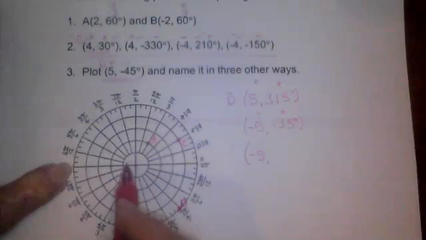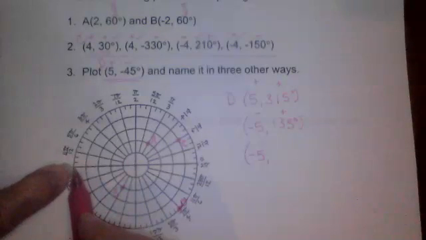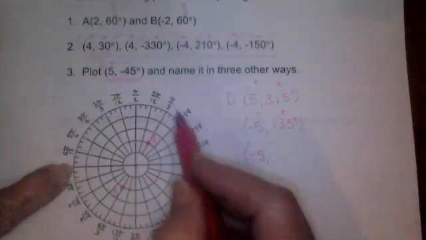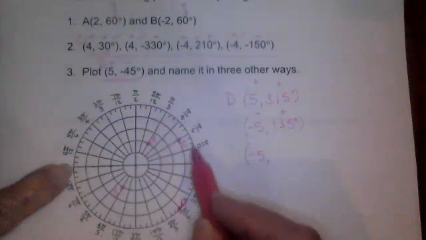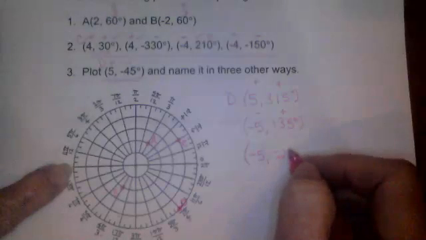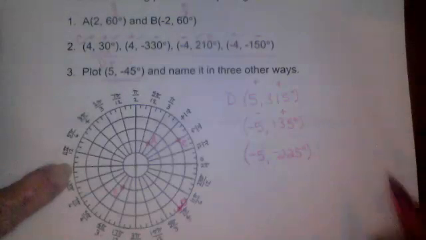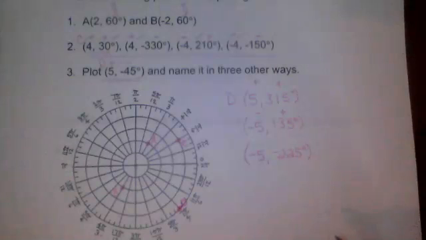Or we could go out to the left -5, and then we want to go a negative angle around this way. So negative 180 plus 45 more would be negative 225 degrees. So every point on the polar axis can be named 4 different ways.